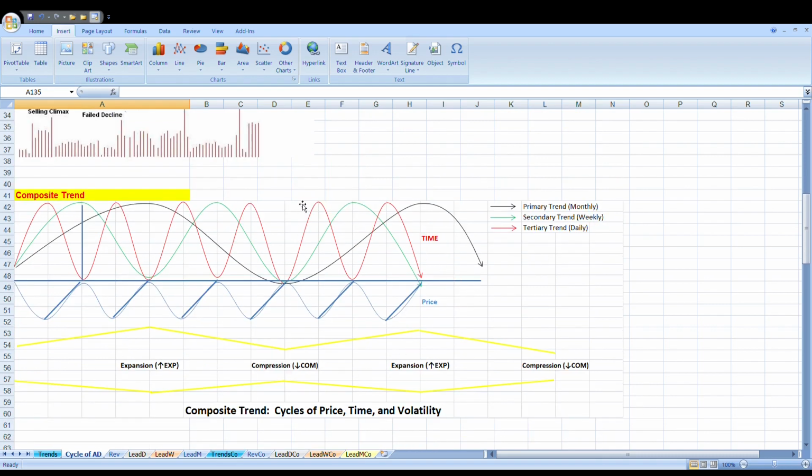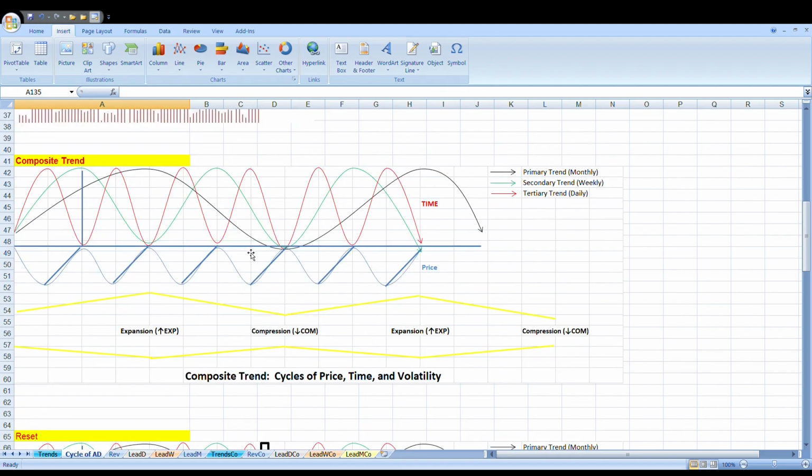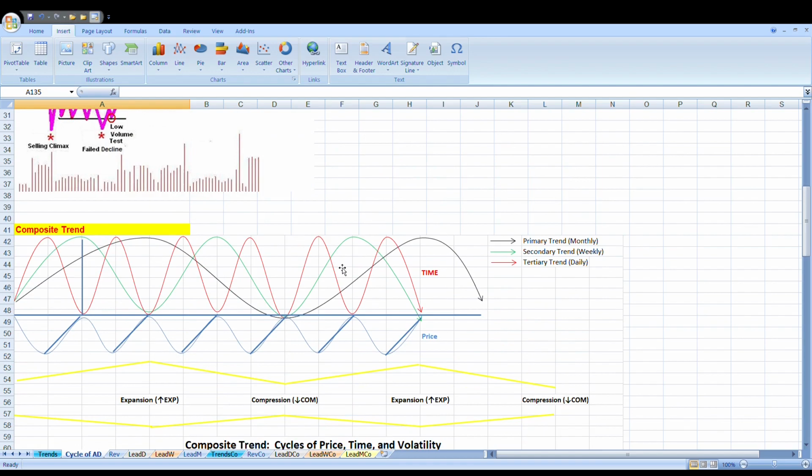It also focuses on time. This top axis is the time cycle. This lower axis is the price cycle. It looks a little bit confusing, a lot of wavy lines, but we'll go through all that. Trends can get extended in terms of price only. They can also get extended in terms of time only. They can get extended in price and time together. They also can show extension in terms of volatility, which we break down in terms of expansion and compression. And that's the composite trend, which represents a function of all 3 time frames.